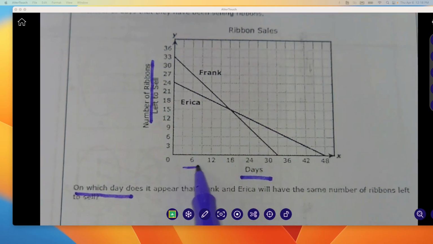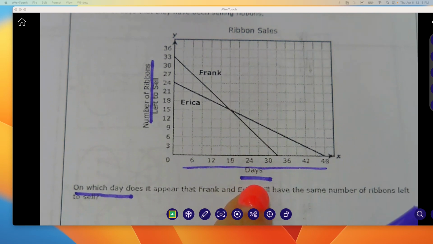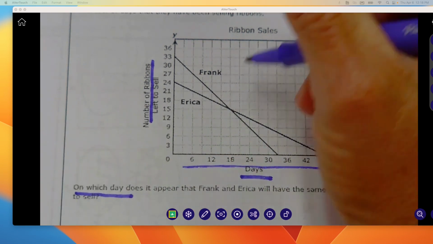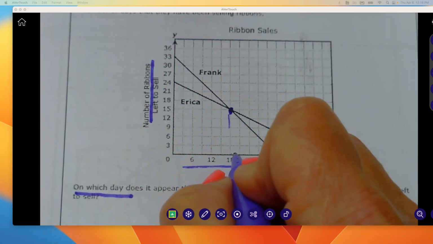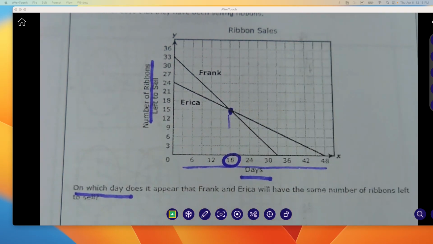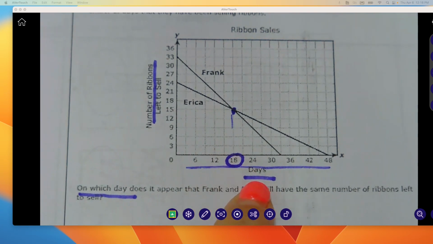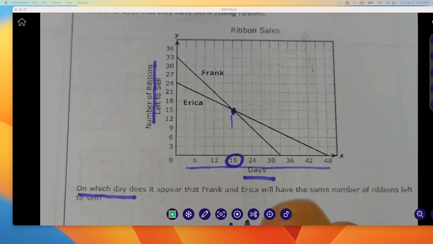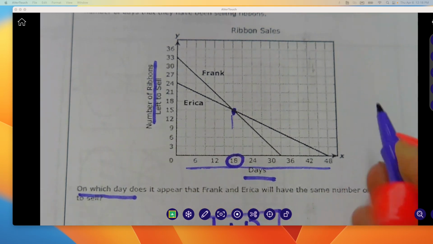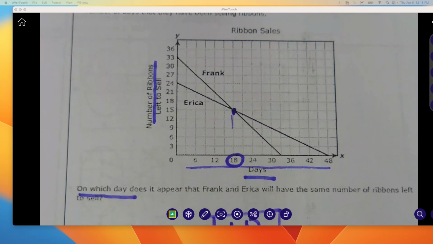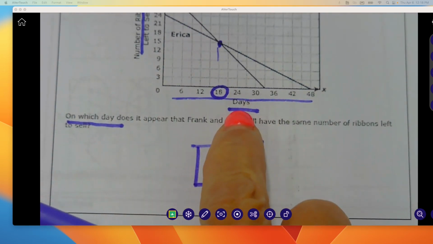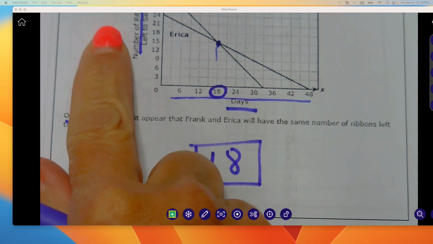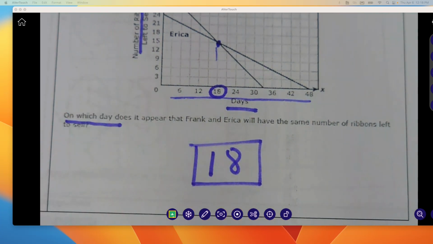So that means you're using all of these numbers because it's labeled days. So you look to see where they cross. You come down here. You find the number that's on days, and that's your answer. So what number is this? Okay, you should have gotten 18. So you've got to be careful because sometimes they may ask for the ordered pair. Sometimes they may ask either given this number down here with days or this number here.